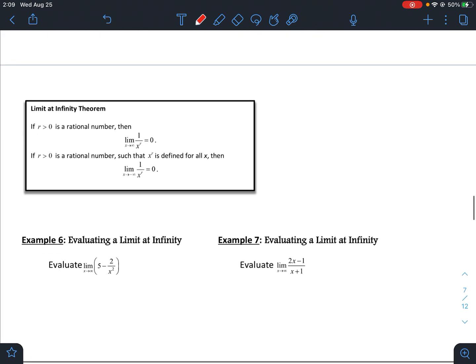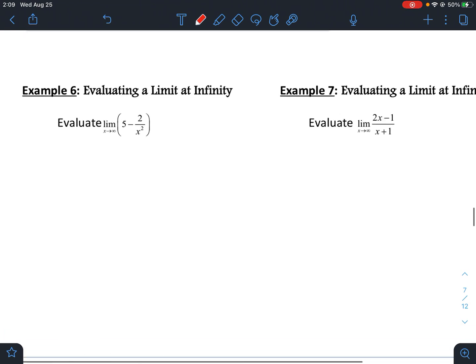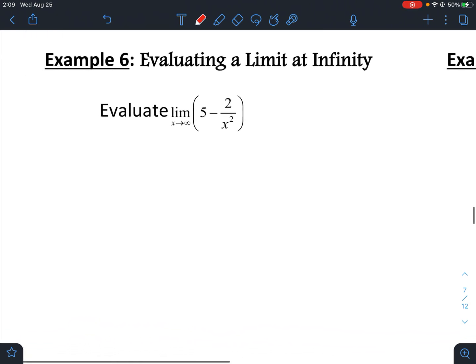And why is that important? Well, it's going to help us in a couple of problems evaluating limits at infinity. So for example 6, remember what we always want to do for limits is just direct substitution. If we could do that, that would be great.